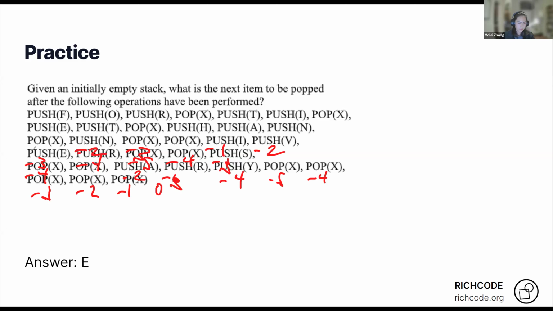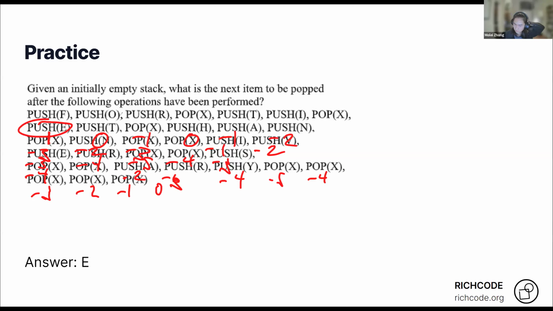push, -2, -3, -2, -1, 0, -1, and 0, and then we finally get to 1 over here at push E, which is our answer.